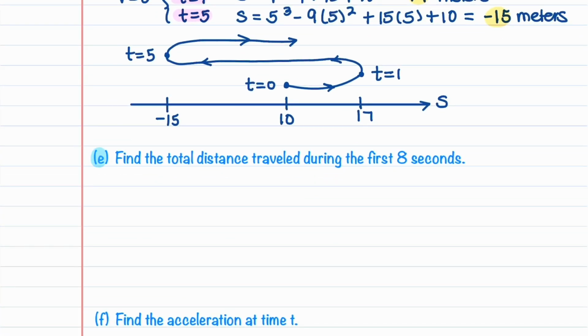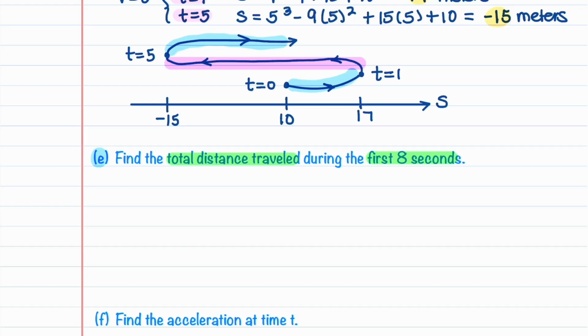In part E, we are going to find the total distance traveled during the first 8 seconds. We are going to use the graph that we just drew for part D to help us answer this. We are going to have to divide our distance into 3 parts. This first part, where our velocity is positive, and then this second part, where our velocity is negative, and then the third part, where our velocity is positive again.